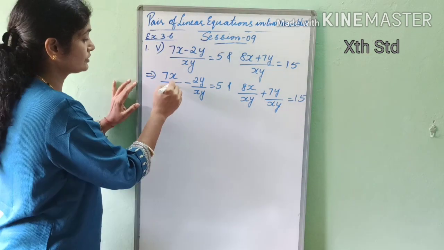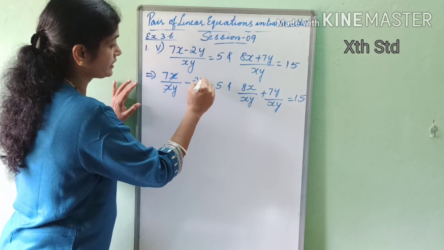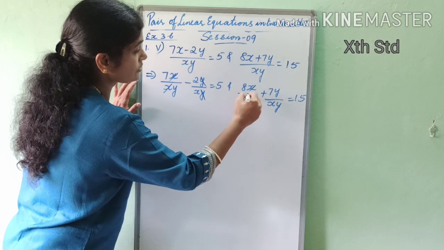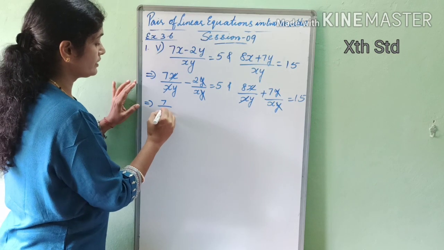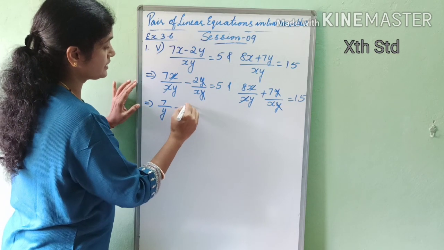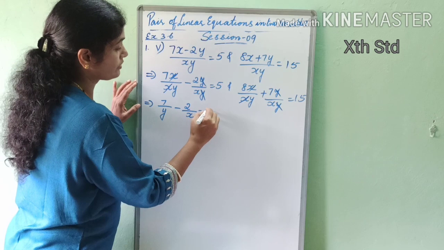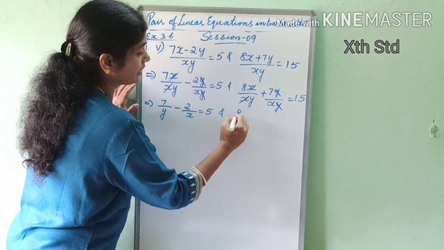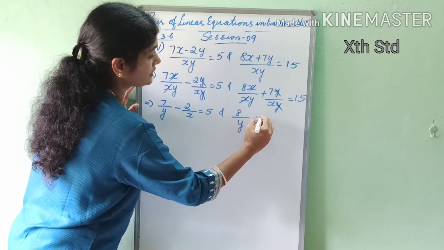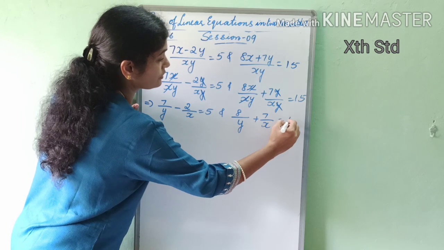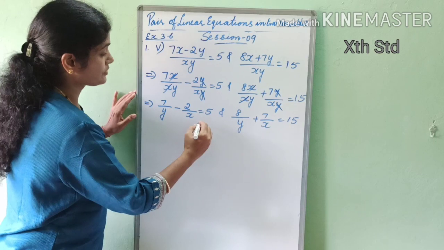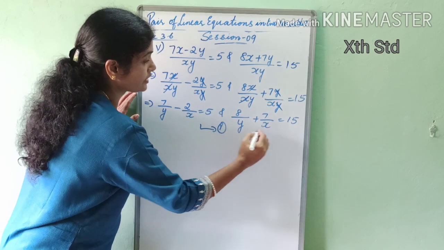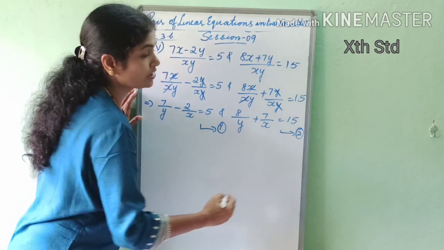So the x cancels. You can simplify the remaining also; here also x and y. So what do we get? It is 7 by y minus 2 by x is equal to 5, and 8 upon y plus 7 upon x is equal to 15. And now you can make the substitution. I will take this as equation 1 and this as equation 2.